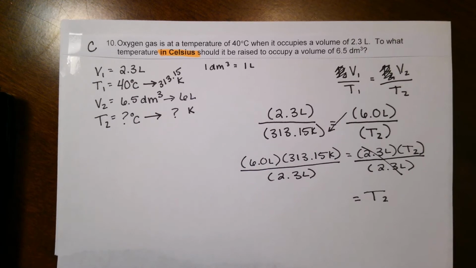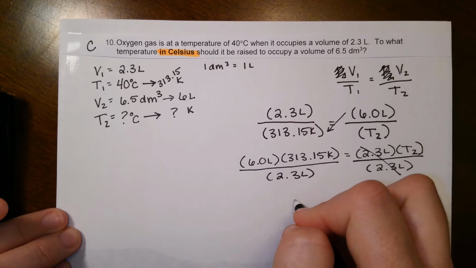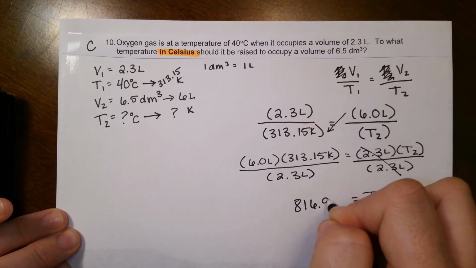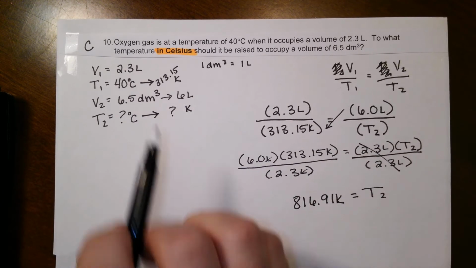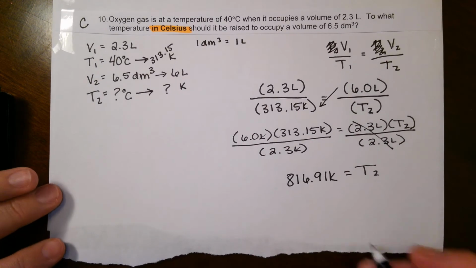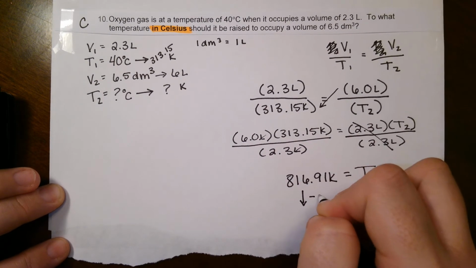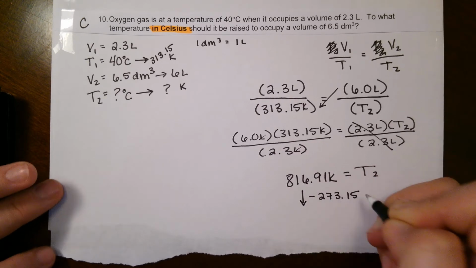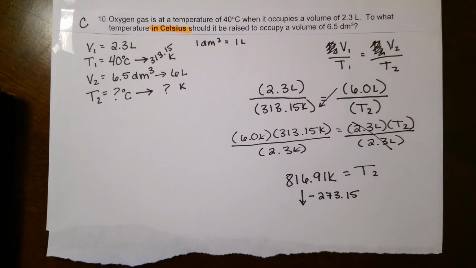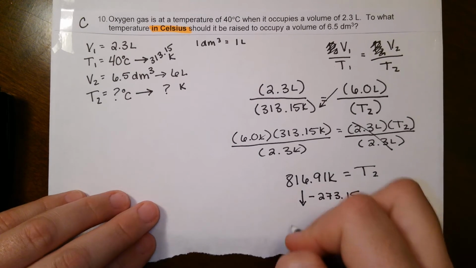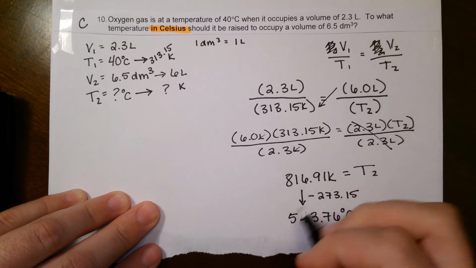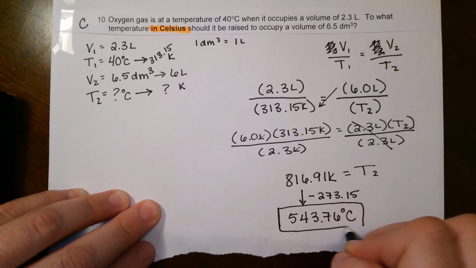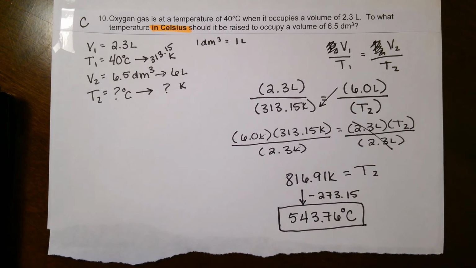So 6 times 313.15 divided by 2.3. We get 816.91. Keep in mind, our liters cancel, so our answer is in Kelvin. But it wants our answer in Celsius, so we're going to be converting this back to Celsius, which means we're going to subtract 273.15. So we do that, minus 273.15, and we get 543.76 degrees Celsius. So again, the tricky part about this question is converting it back at the end to degrees Celsius.